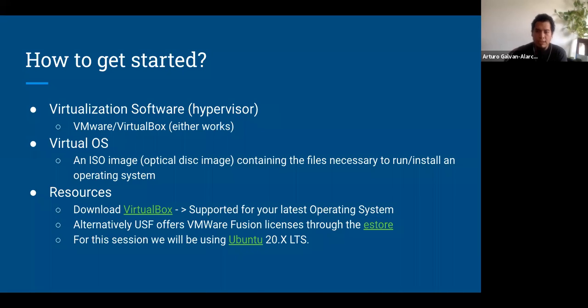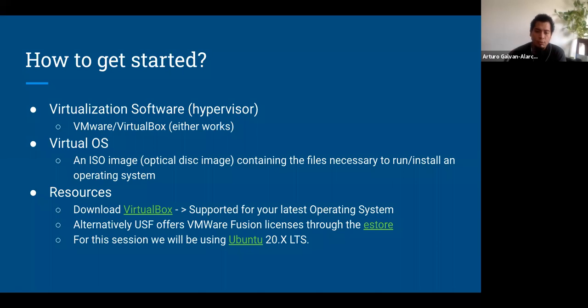So resources, again, you can check out these links from the slides. You can download VirtualBox, which is what we're going to be using. Make sure you download the latest one for your operating system. So if you're a Mac user, download the Mac one. Windows, download the Windows one. Alternatively, VMware Fusion for Macs is available through the eStore for USF students. If you have that available and you haven't downloaded it yet, and you want to try VMware, you can download that, although we will not be doing this specifically on these slides.